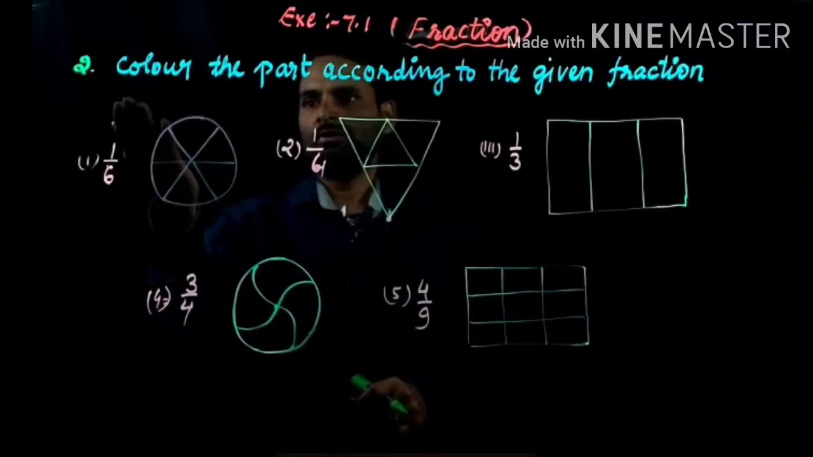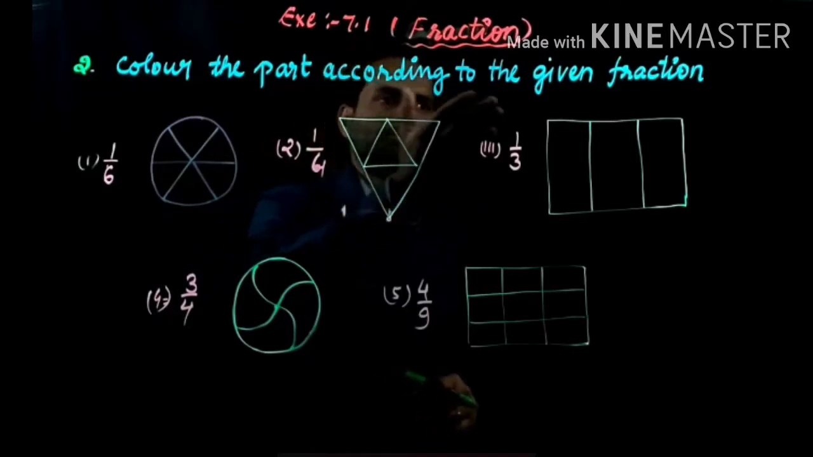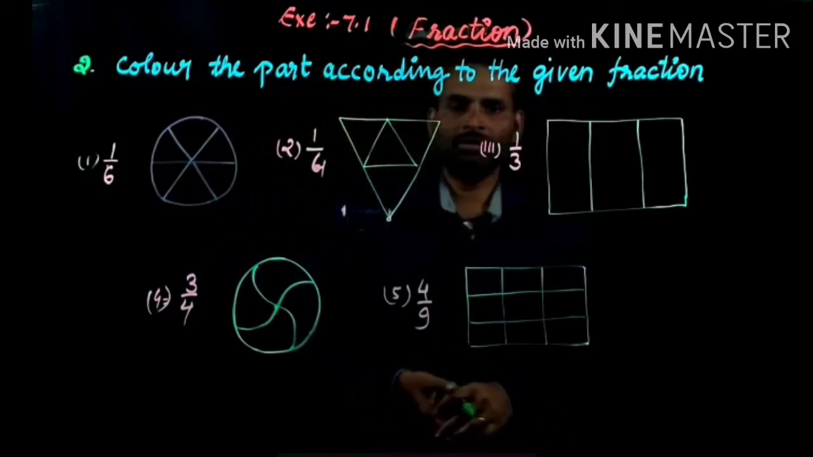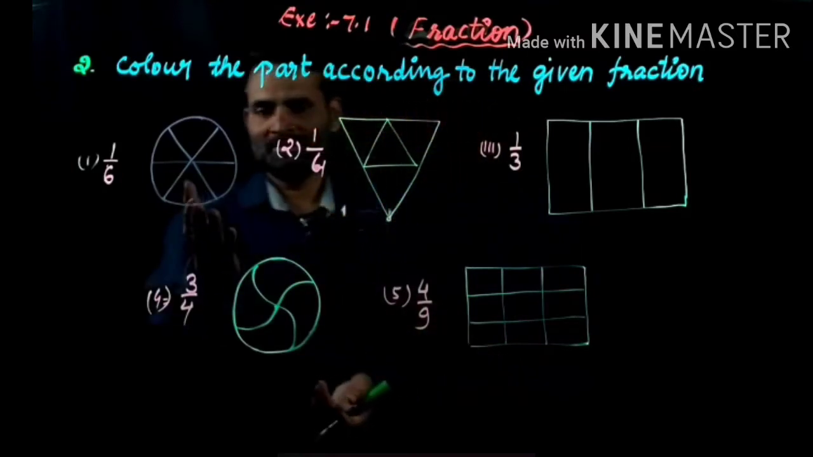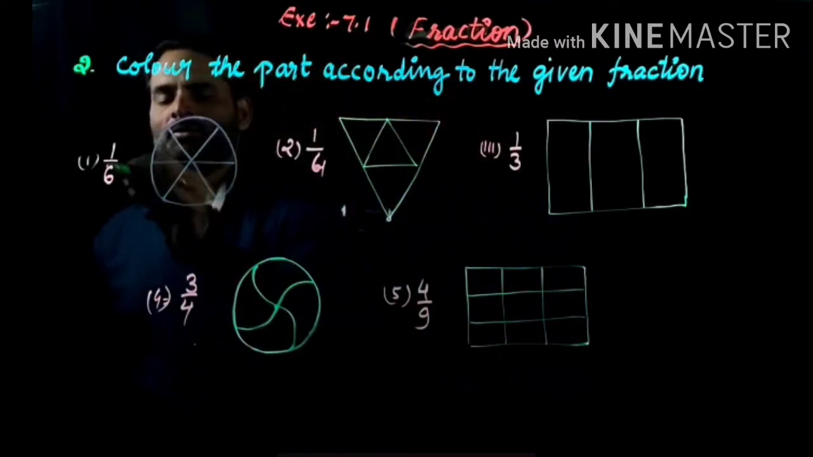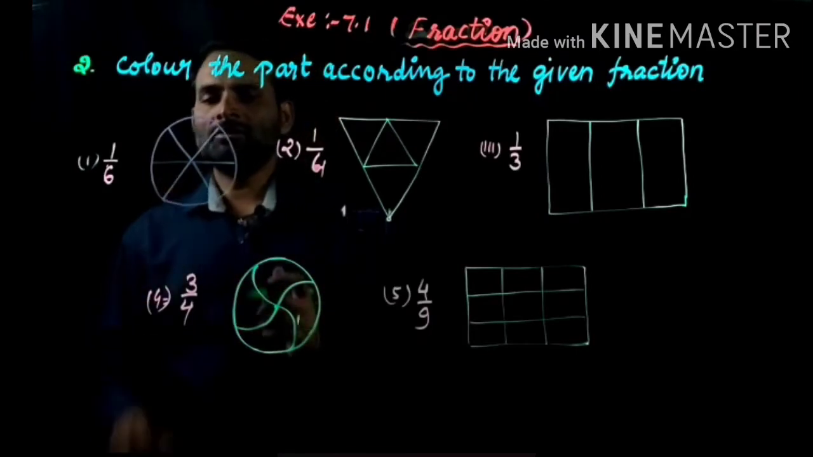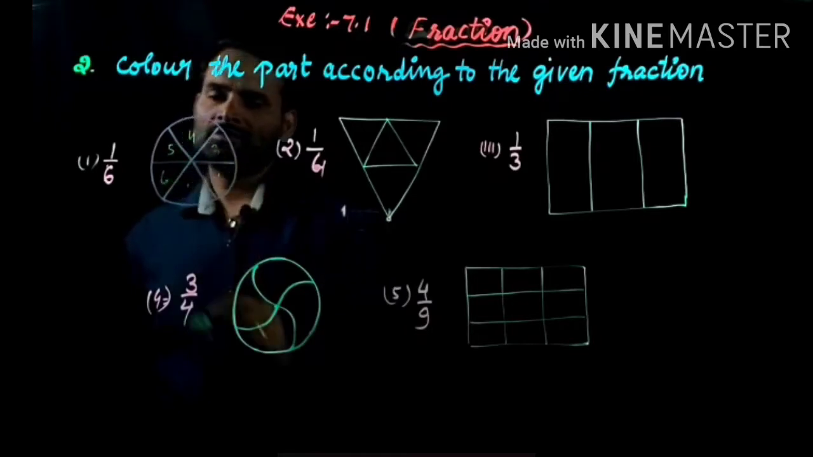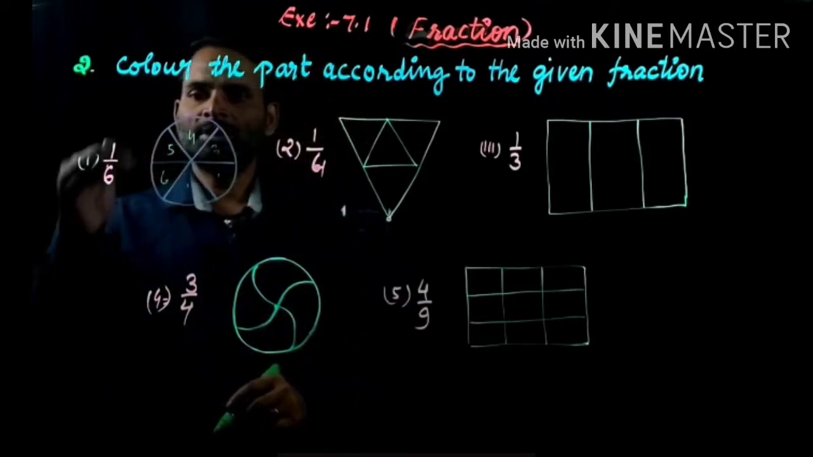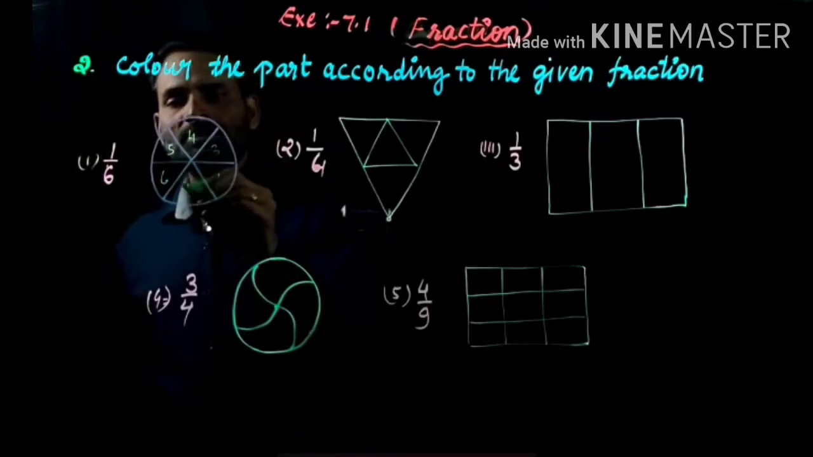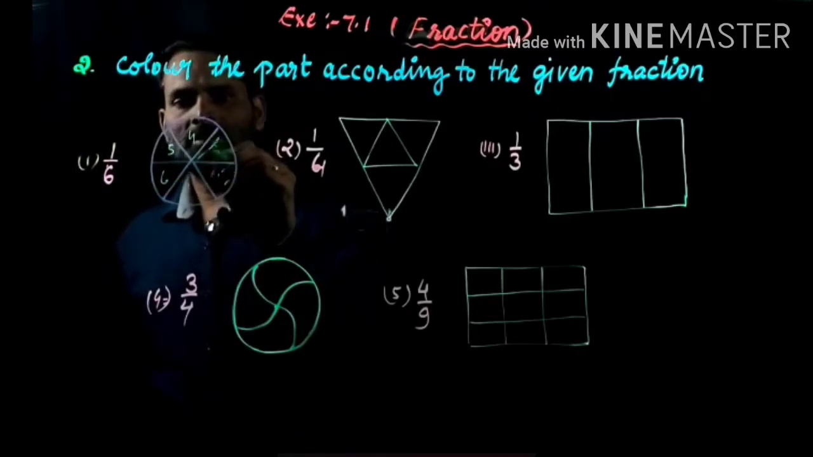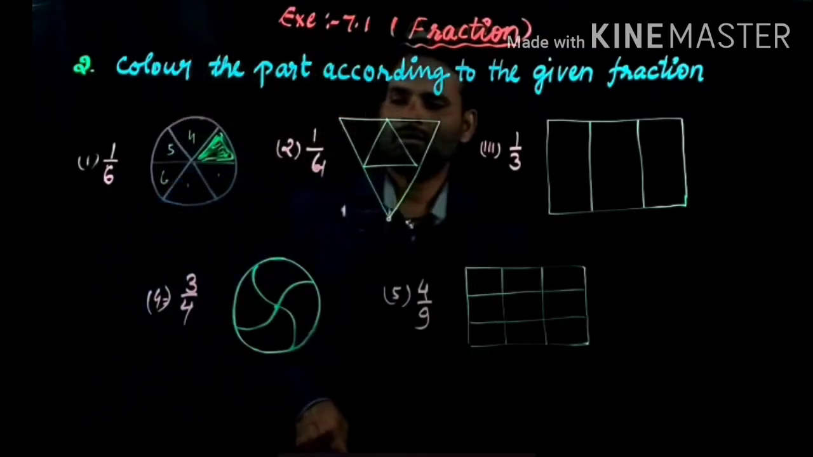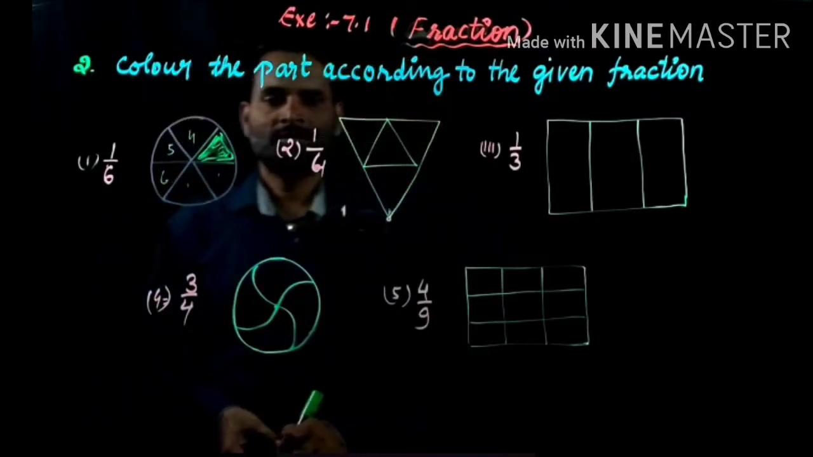Now the second question is to color the part according to the given fraction. Here the first diagram has the given fraction 1 upon 6. 1 upon 6 means the total number of parts is 6: 1, 2, 3, 4, 5 and 6. Any one part you have to fill. Okay, and second is 1 upon 4.